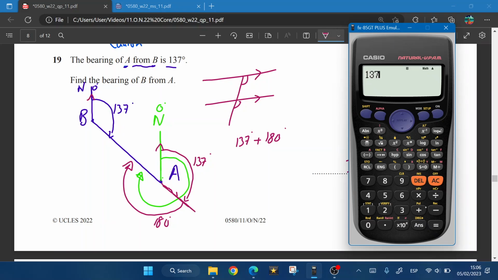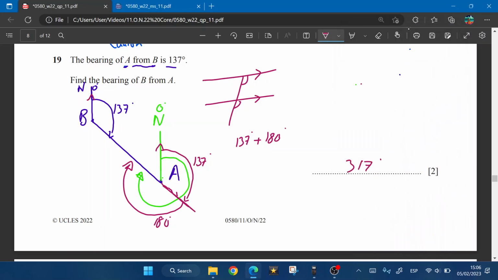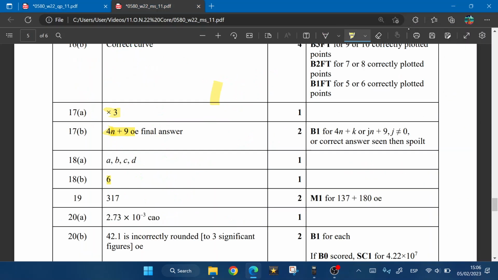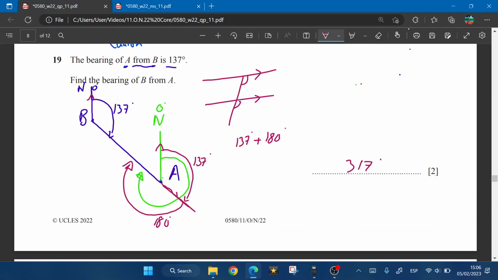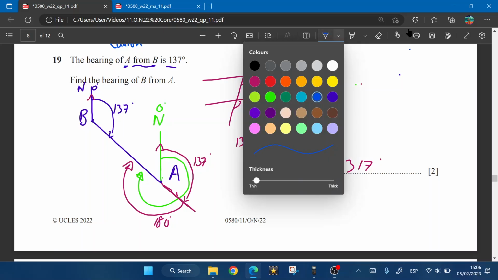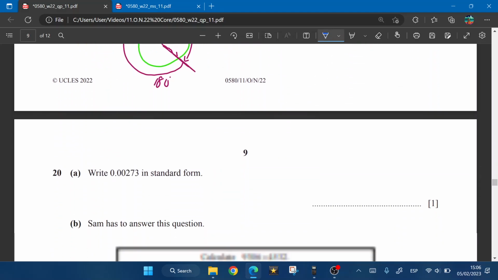Use your calculator. And there we go, 317, and that's what we got here. So actually the calculation is pretty straightforward. Just add 180, but you need to know why you're adding that 180. In the future, they can always ask this question a different way.